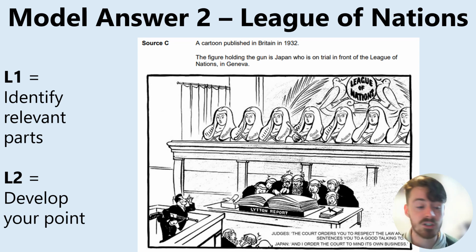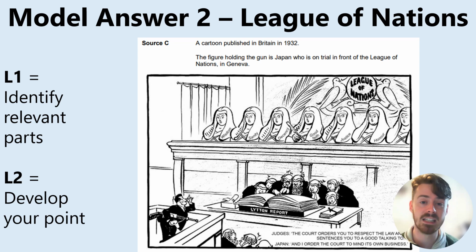It's a cartoon published in Britain in 1932, and it is literally showing the League of Nations as a trial. So the only thing that really sticks out as provenance to me is Britain, and I'm thinking, why is Britain going to be critical of the League during this time period? Well, immediately, 1932, this is obviously a commentary on the Manchurian crisis. The League famously was not very successful in dealing with the Manchurian crisis. It was a slow response, and probably the British public are seeing flaws in this.